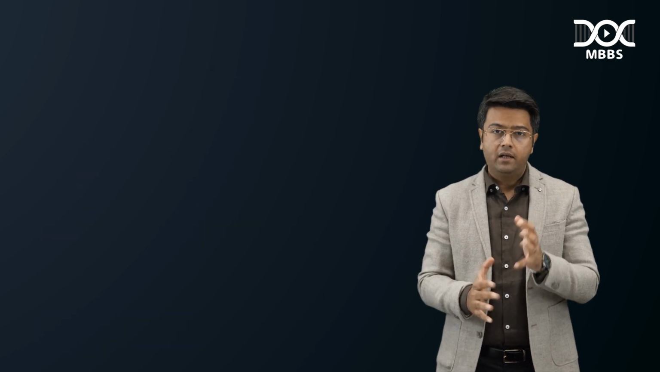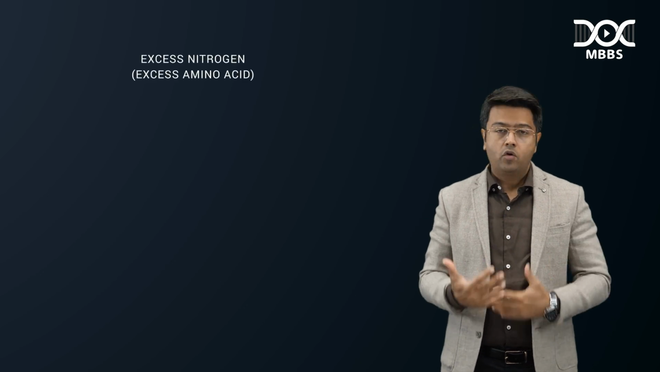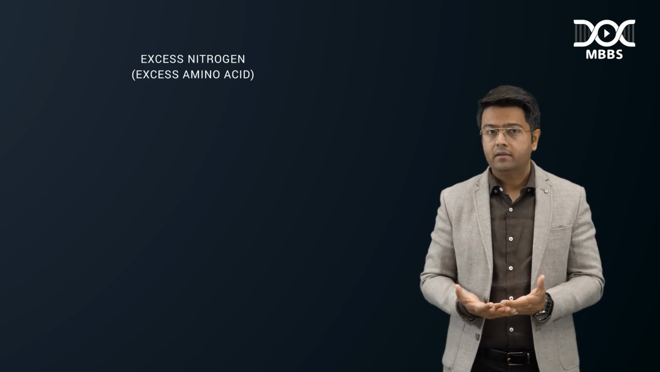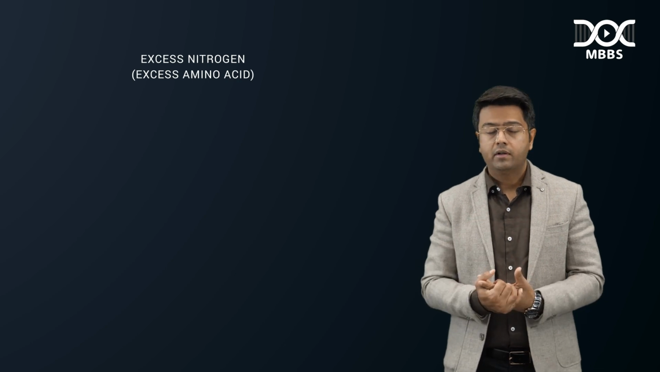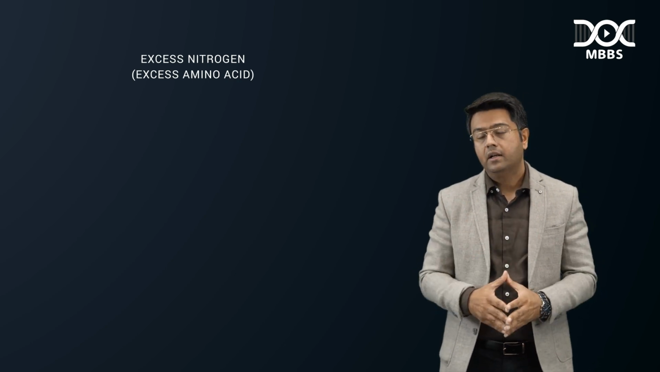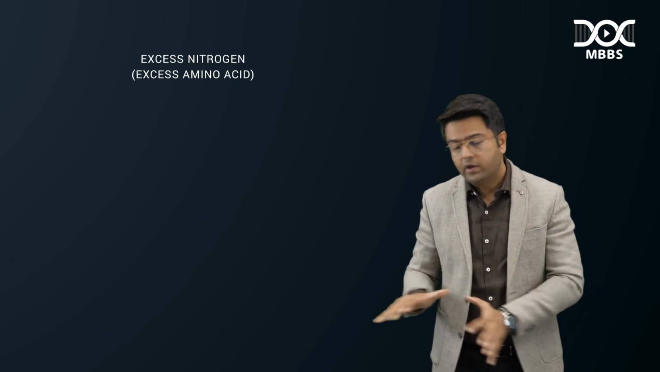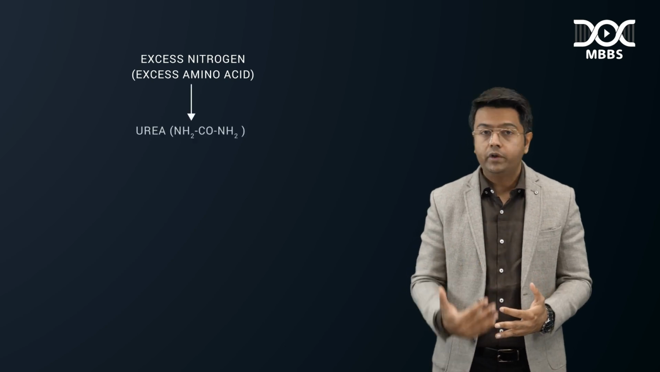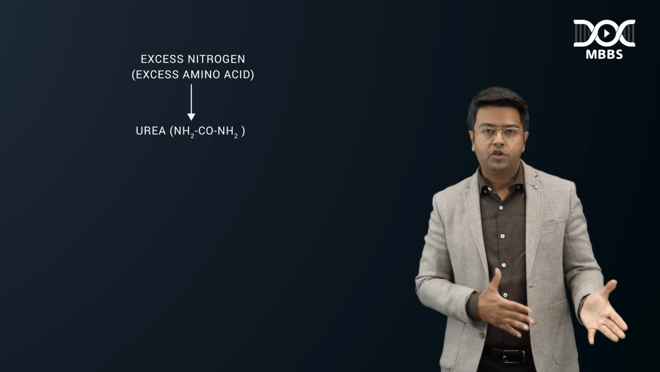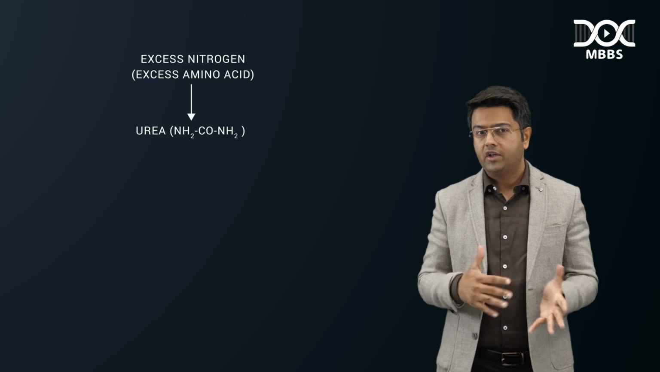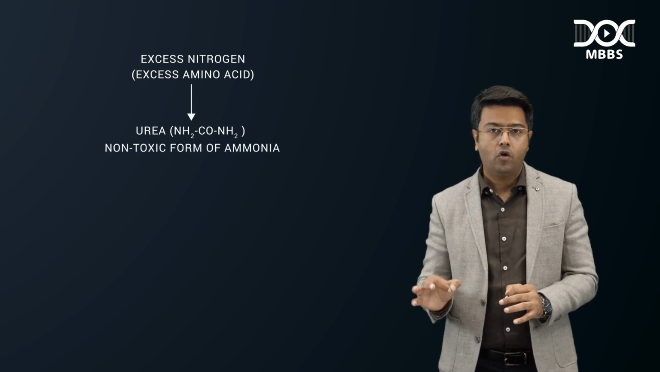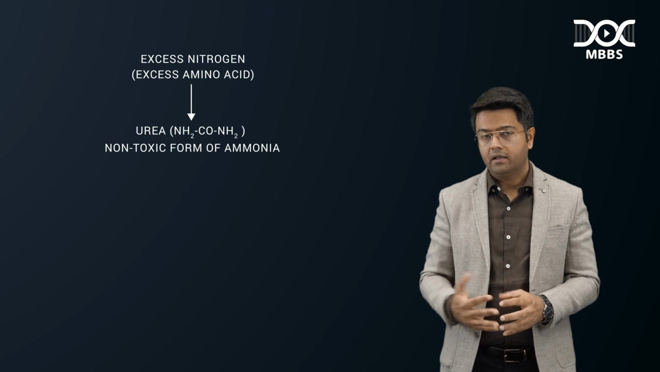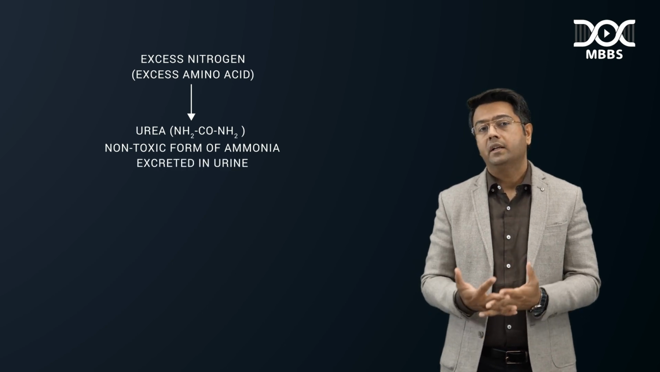So that is why whatever excess amount of nitrogen is present in our body in the form of excess amino acids, that may be produced anyhow or taken in the diet, that nitrogen has to be removed out of the body in the form of urea. Guys, urea, which is NH2-CO-NH2, having two nitrogens, is a non-toxic form of ammonia, and that is excreted every day from our body in the urine.